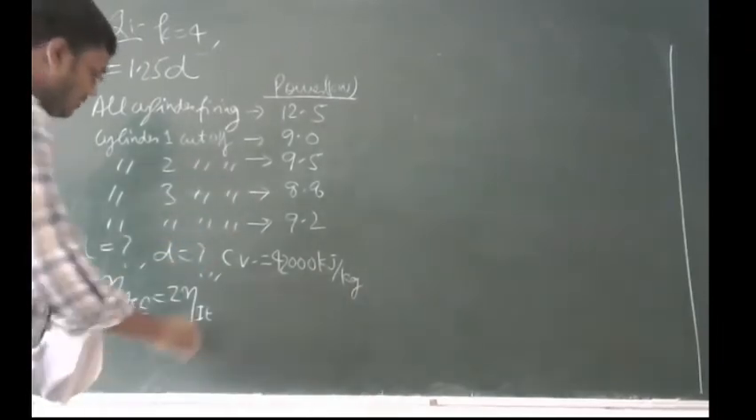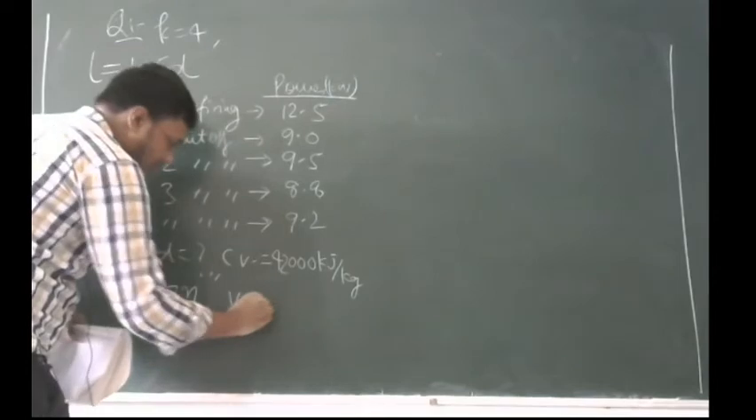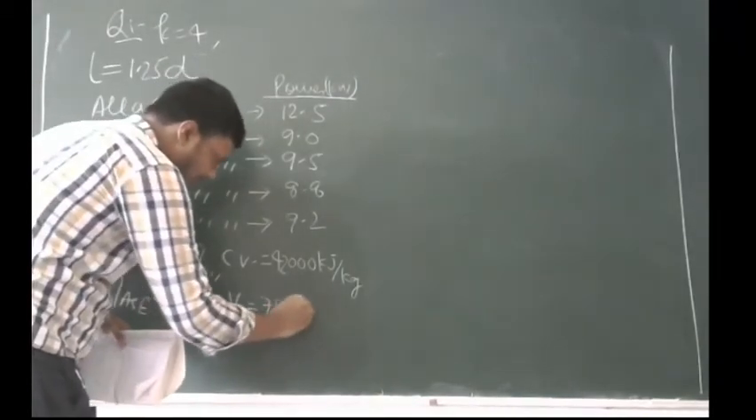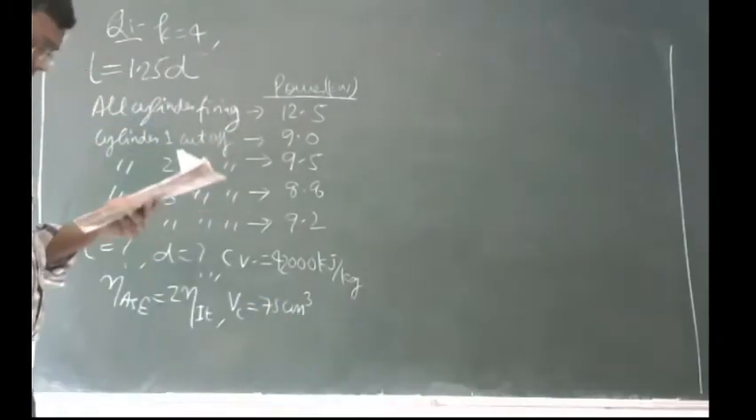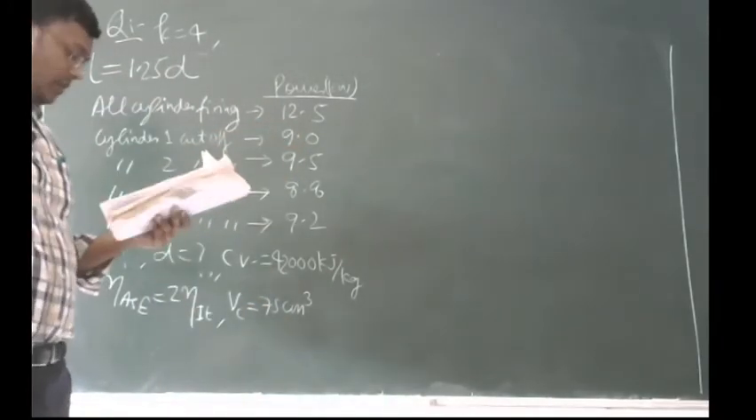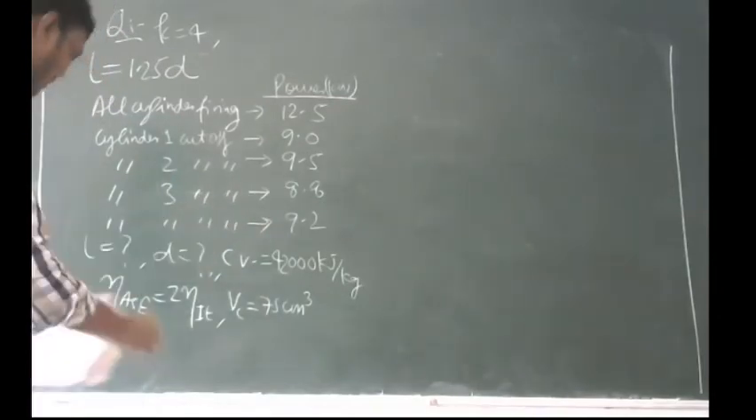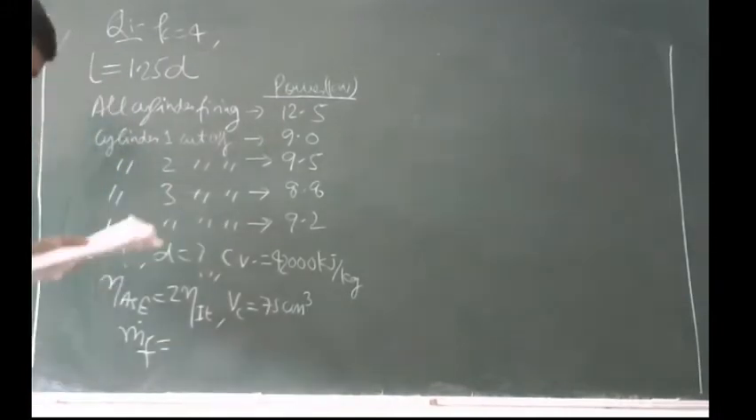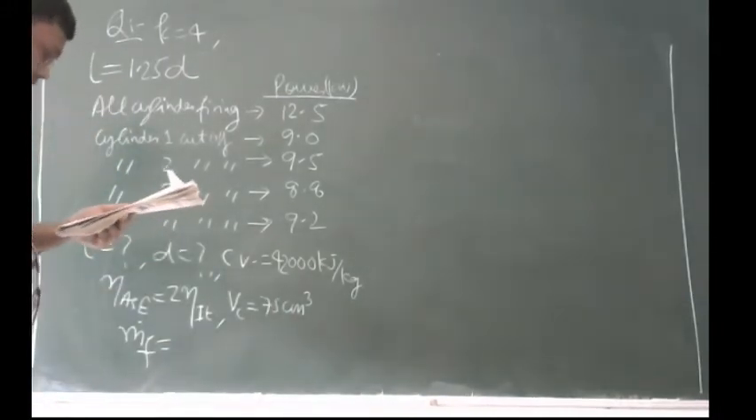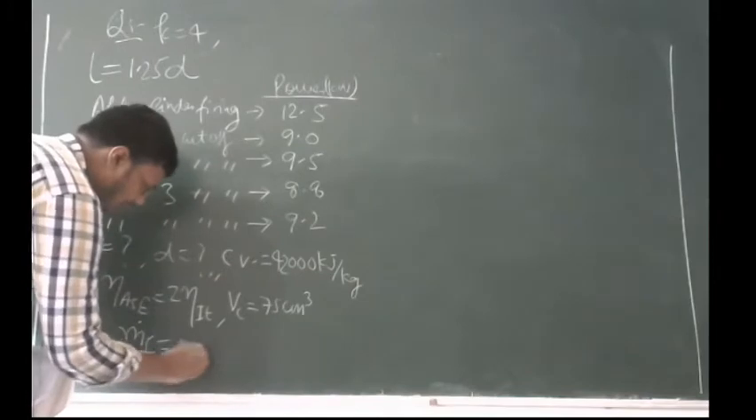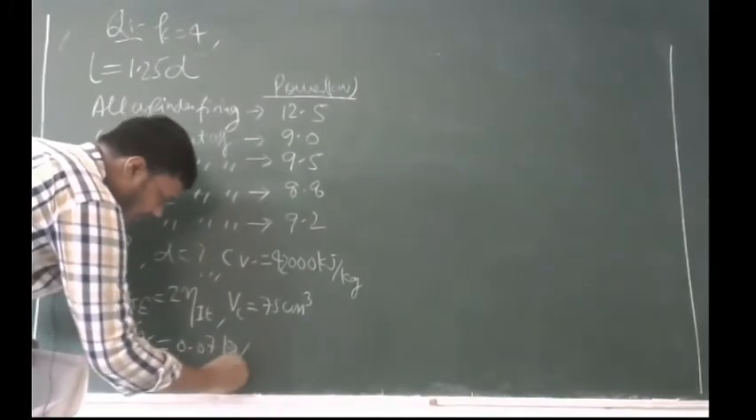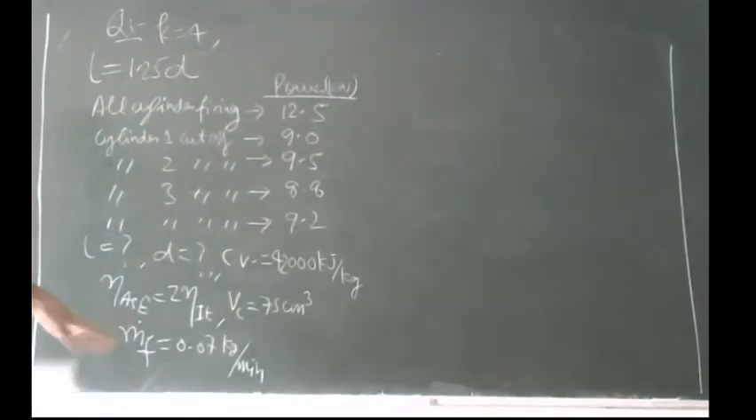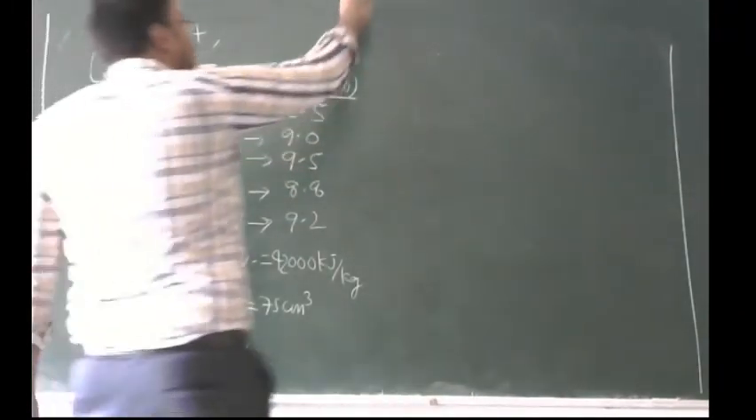And clearance volume is also given here. Vc is equal to 75 centimeter cube. And mass flow rate of fuel, m dot f, is equal to 0.07 kilogram per minute. So this much data is given in the question. Now on the basis of this data, we have to solve the question.